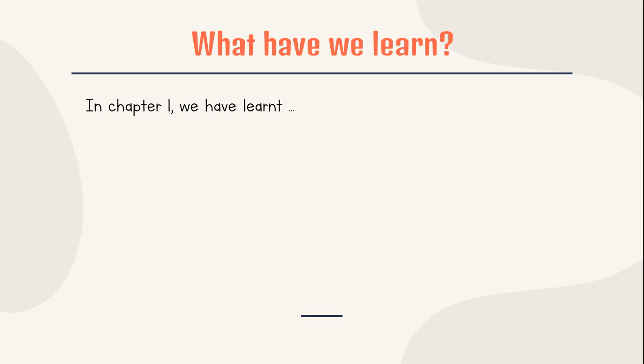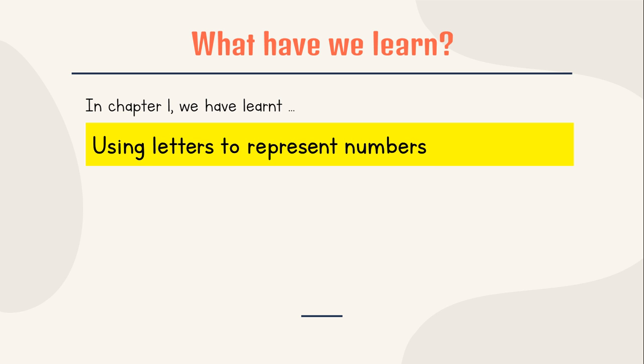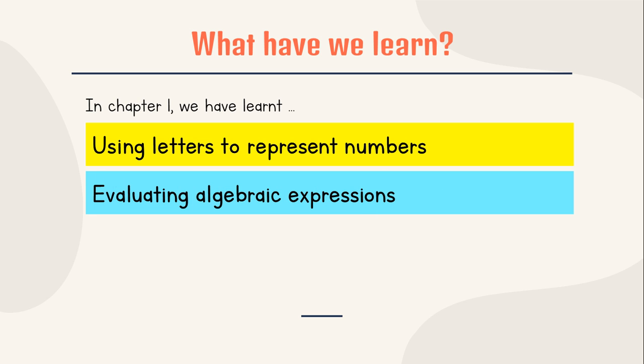In chapter 1, which is algebra, we have learned about lesson 1, using letters to represent numbers. I hope that all of you have already mastered lesson 1. And in this meeting, we have learned about evaluating algebraic expressions. It is still easy. Do not make it complicated, as life is already complicated.